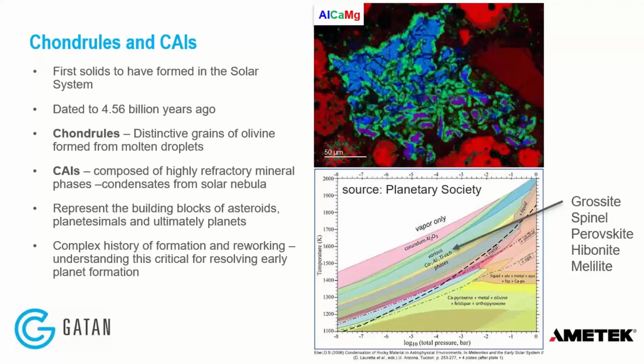These materials, CAIs and chondrules, represent the building blocks of asteroids, planetesimals, and ultimately the planets. Therefore, understanding their complex history of formation and any subsequent reworking is critical to resolving the early planet formation history.